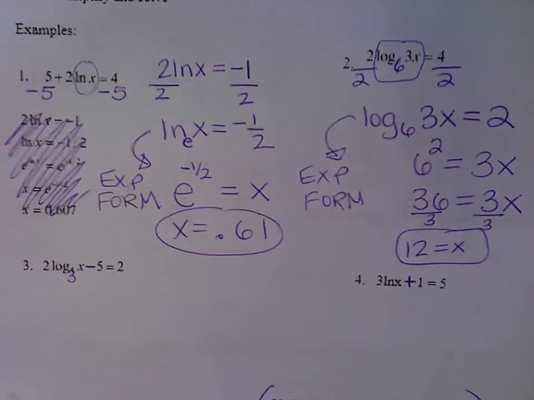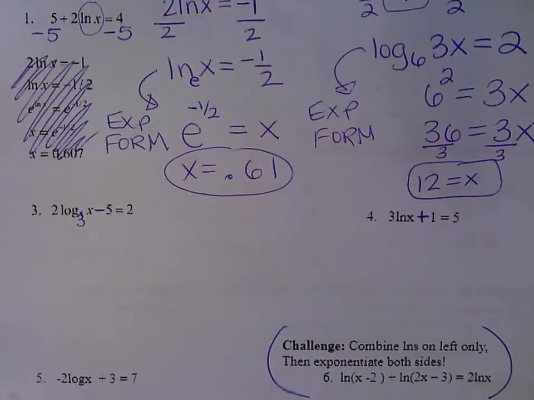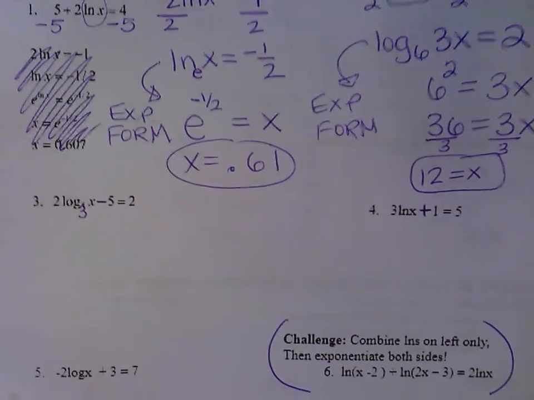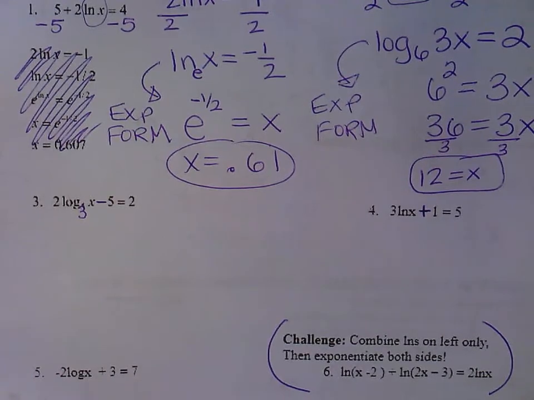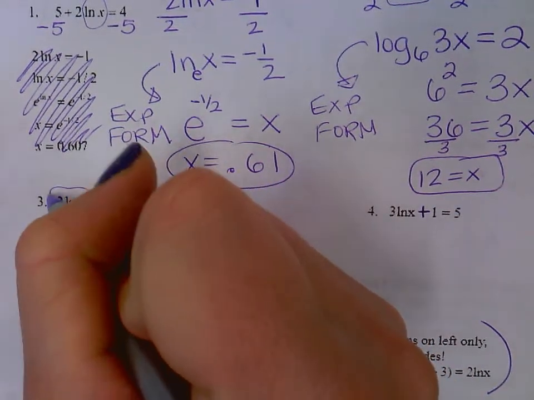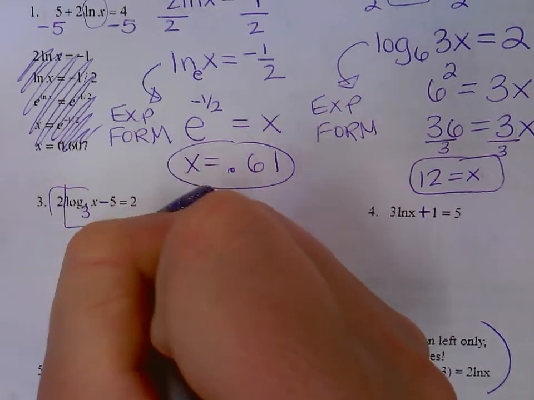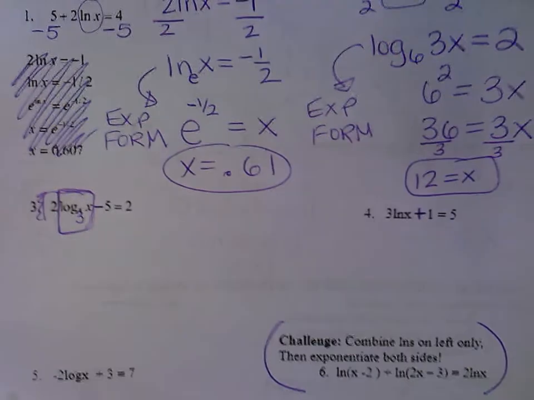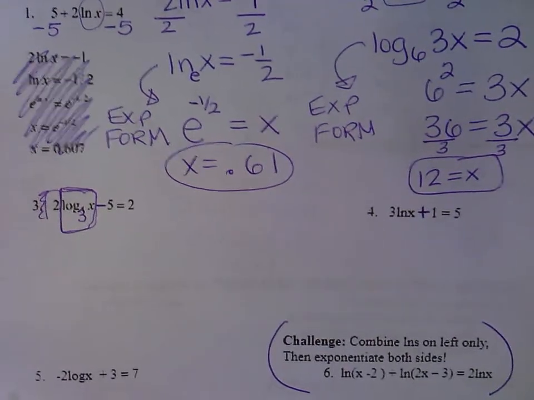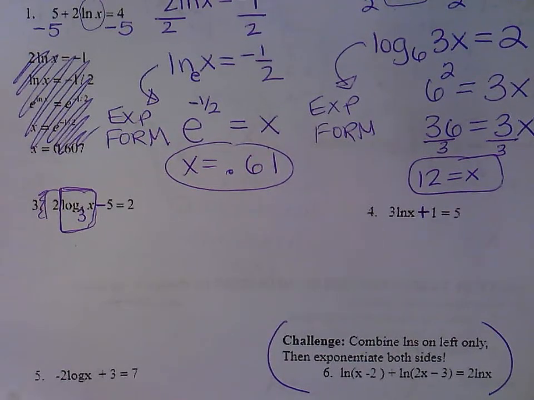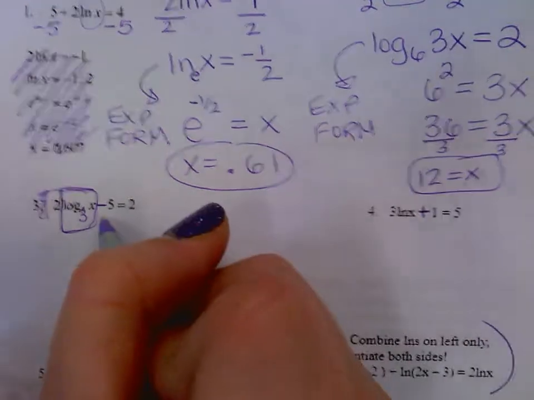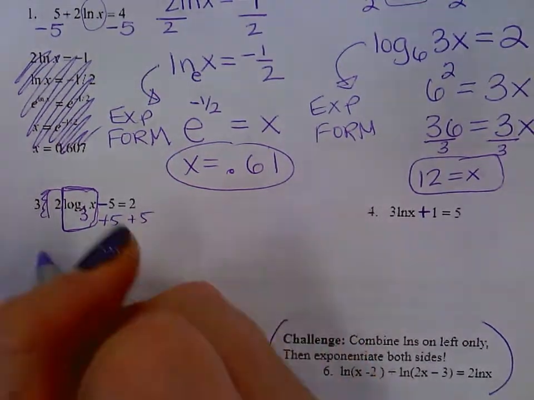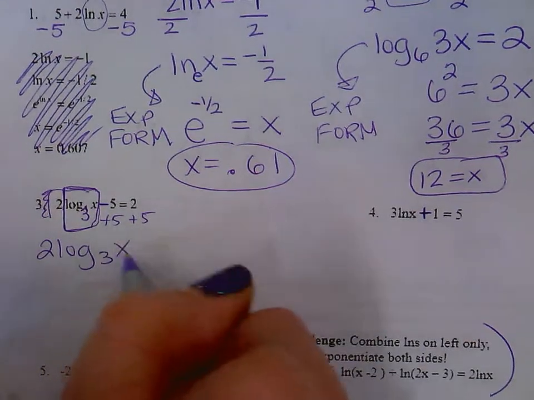Okay, take a look at number 3. Are you catching on? If you're in exponential, change to a log. If you're in log, change to exponential. What would I do on number 3? So I'm going to circle the log part. You're right, I don't want to circle the 2. But there's something I should move away first. See how this x minus 5 is not in a parenthesis? So that means the minus 5 is not part of this log. So I want to scoot the 5 to the other side first. So I have 2 log base 3 of x equals 7.